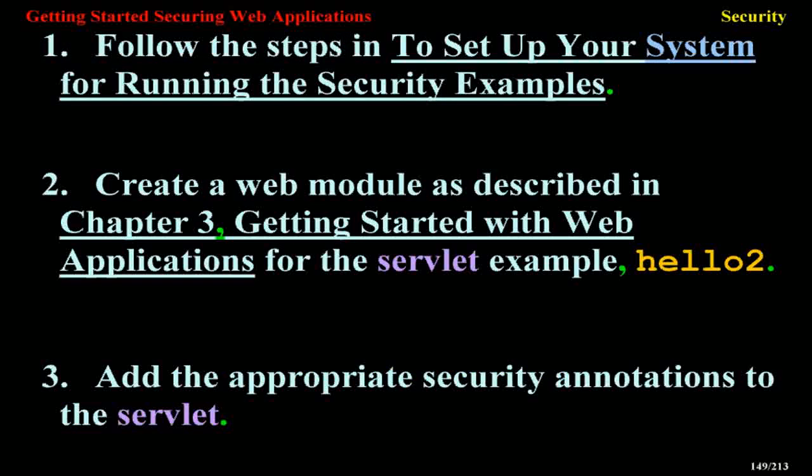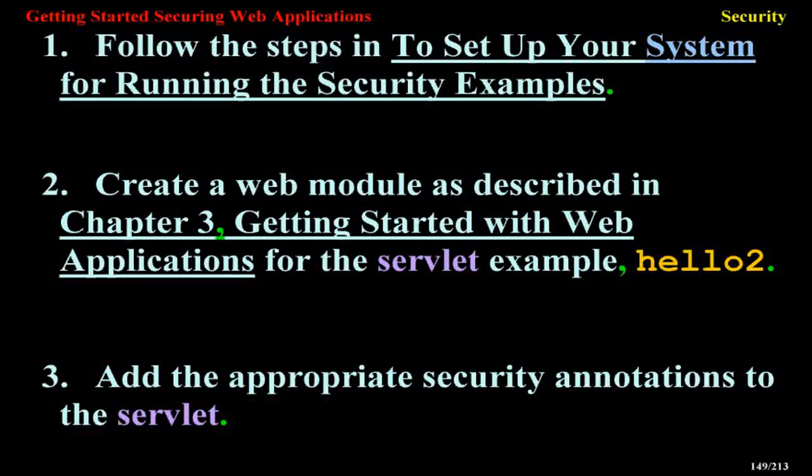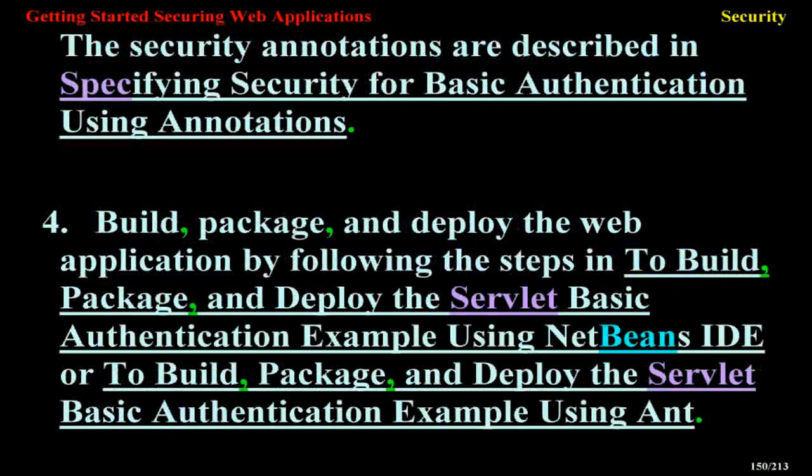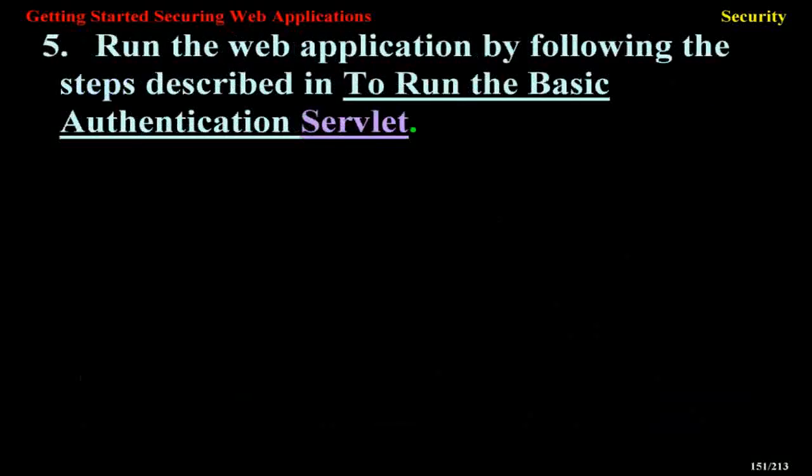Create a web module as described in Chapter 3, Getting Started with Web Applications, for the servlet example, hello2. Add the appropriate security annotations to the servlet. The security annotations are described in Specifying Security for Basic Authentication Using Annotations. Build, package, and deploy the web application by following the steps to build, package, and deploy the servlet basic authentication example using NetBeans IDE, or to build, package, and deploy the servlet basic authentication example using Ant. Run the web application by following the steps described to run the basic authentication servlet.